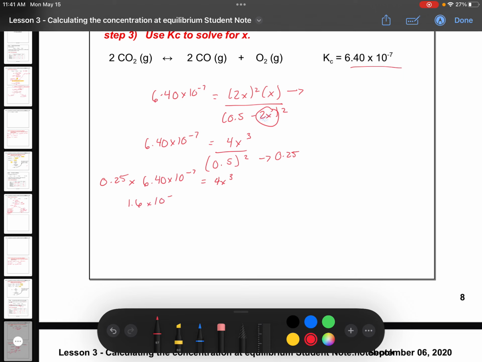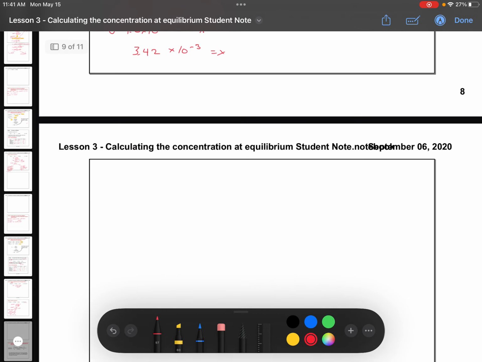We will get our value of 1.6 times 10 to the -7 equals 4x to the power of 3. Divide all by 4, which leaves us with x cubed equal to 4.0 times 10 to the -8. And then if we take the cube root, we will get 3.42 times 10 to the -3 equal to x.